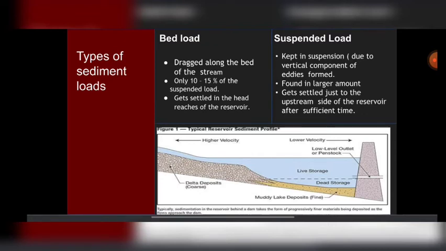When the stream approaches the reservoir, the velocity is very much reduced. Due to this reduction, the coarser particles settle in the head reaches of the reservoir, while the finer particles are kept in suspension for sufficient time till they settle just to the upstream side of the dam. It's clearly shown in our figure. Some fine particles may pass through turbines or spillways.